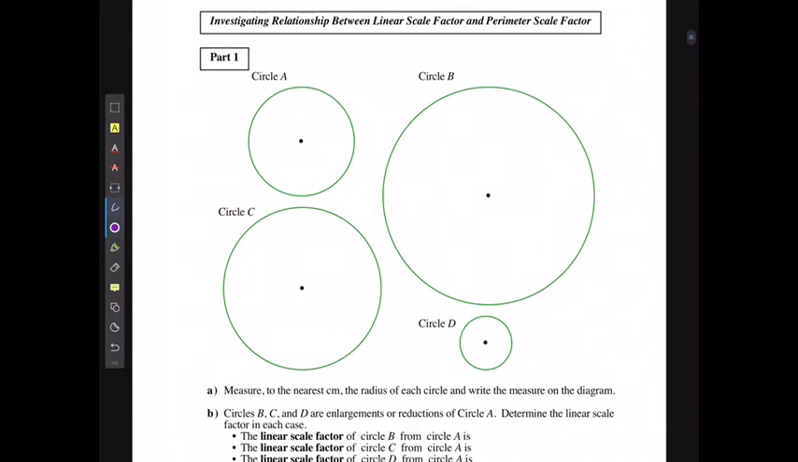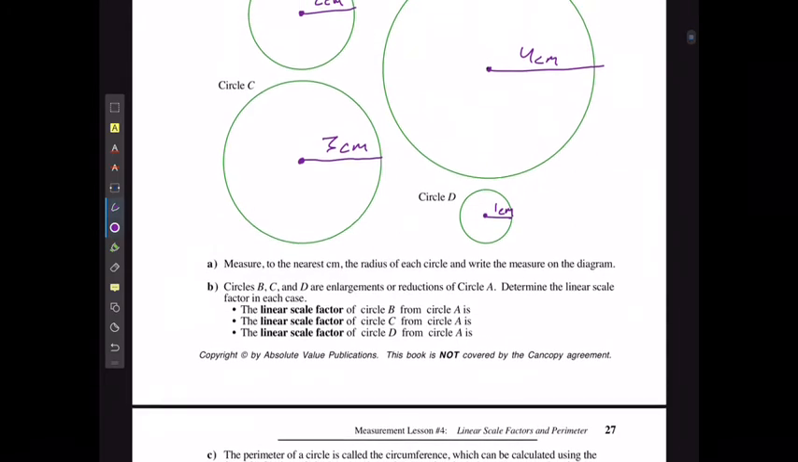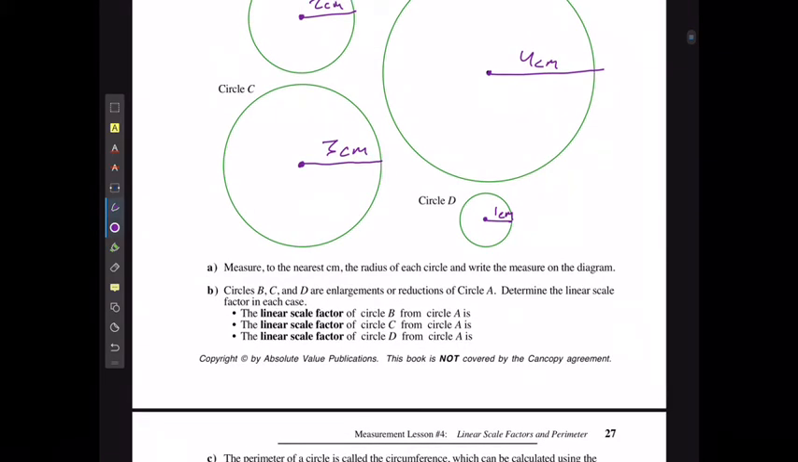If I do the same process for the circle, then I'm going to find the radius of all these. Well, my first radius is going to be 2 centimeters. The radius of B is going to be 4 centimeters. The radius of C is going to be 3 centimeters. And the radius of D is going to be 1 centimeter. Circles B, C, and D are enlargements or reductions of circle A. Determine the linear scale factor in each case.